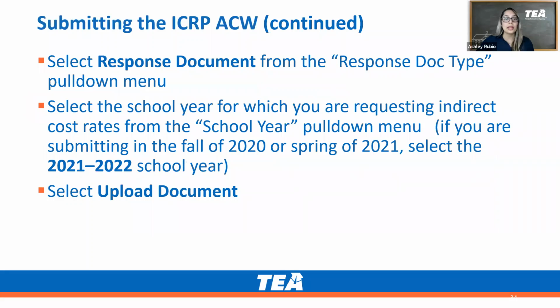And once that has been completed, you'll then select response document from the response doc type pull-down menu. You're going to select the school year for which you're requesting the indirect cost rate from the school year pull-down menu. So therefore, if you're submitting in the fall of 2020 or spring of 2021, you'll then select 2021-2022 school year. And then at that point, you'll go ahead and select upload document.